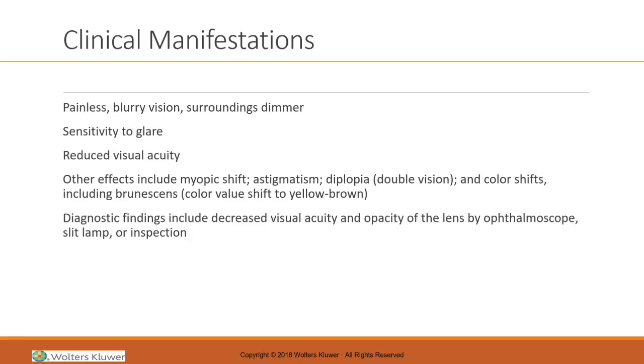They have increasing difficulty with vision at night, sensitivity to light and glare. They need brighter light for reading and other activities. They may also see a halo effect around lights. They have frequent changes in eyeglasses or contact lens prescriptions. They may note a fading or yellowing of colors, and they may have double vision in a single eye. So certainly some diagnostic findings would be helpful. They can do that with the ophthalmoscope, the slit lamp, or inspection.